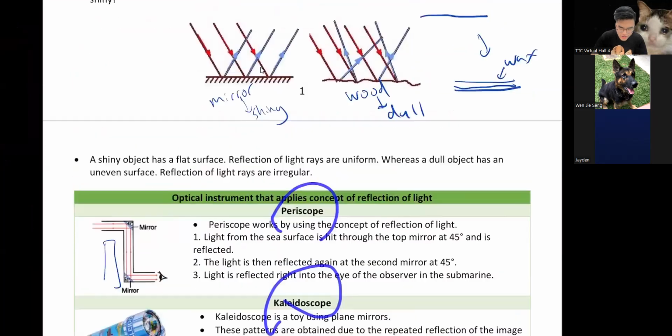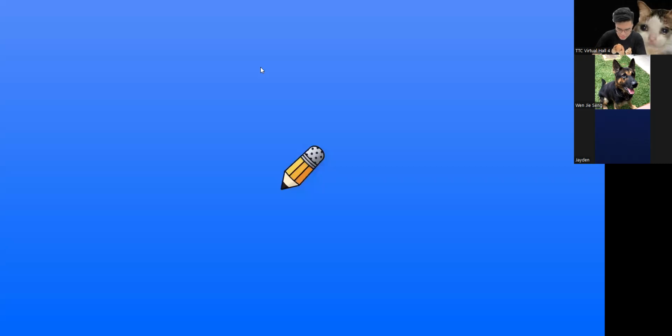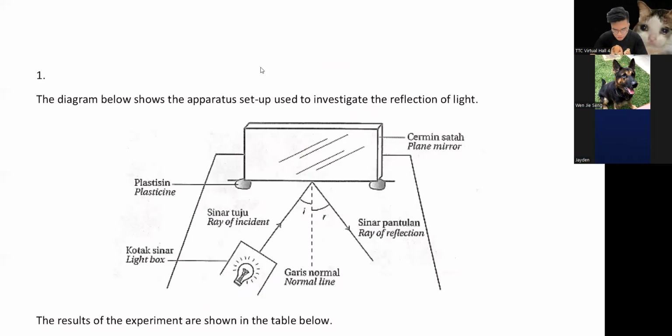So they will use reflection. So guys, learn how to draw this diagram, please. And please learn how to draw this normal. They will ask you to draw this thing, maybe in exam, maybe. Anyway, we have like 5 minutes left. See if we can do any exercise today. I know I talk too much today.